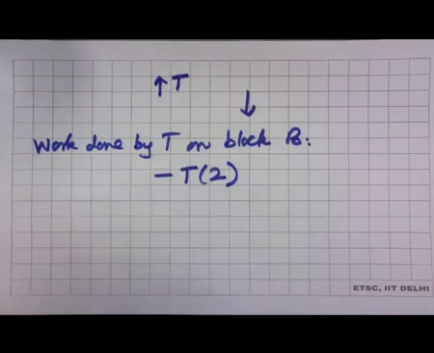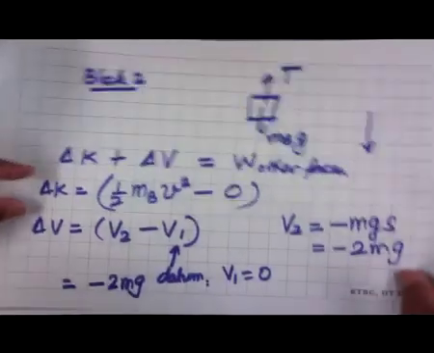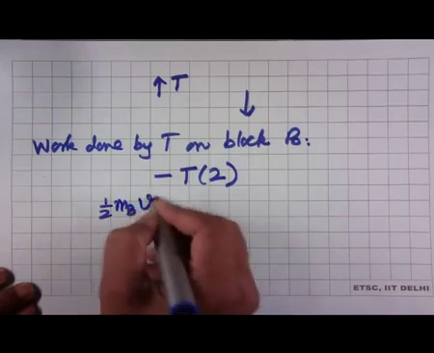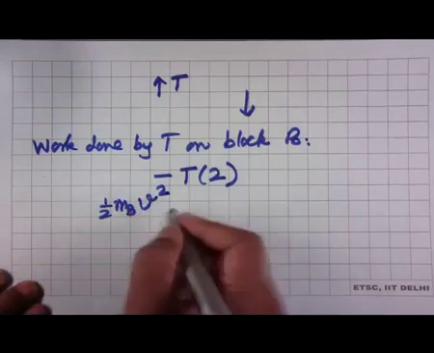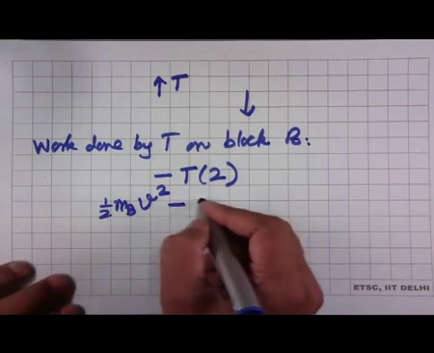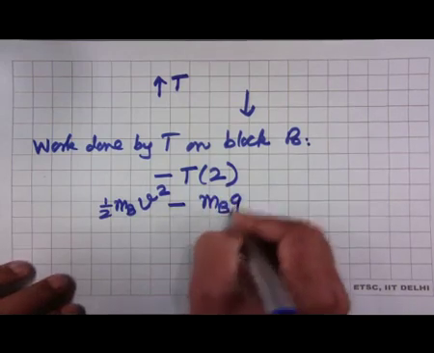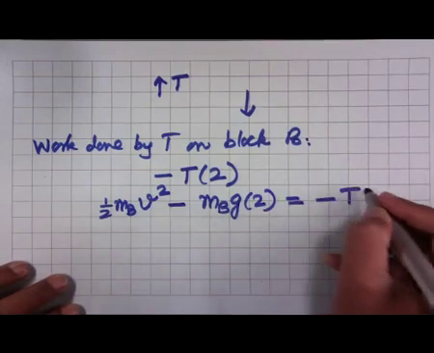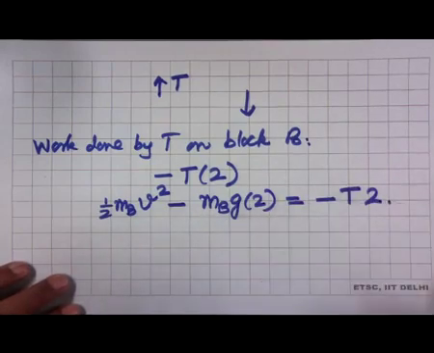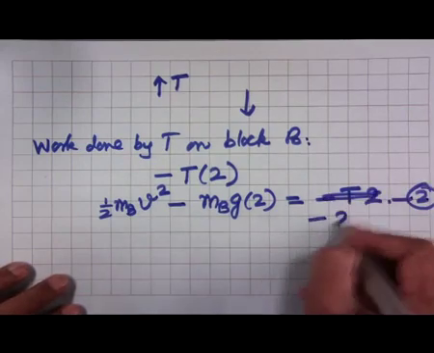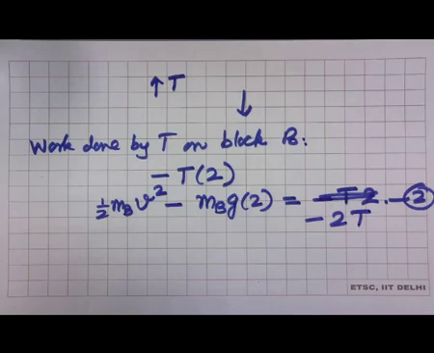So, let us write the equation for this. So, we have half m_B v square minus m_B g times 2 is equal to minus T times 2. Let us call this, or let me write it as, minus 2T. This is equation number 2.